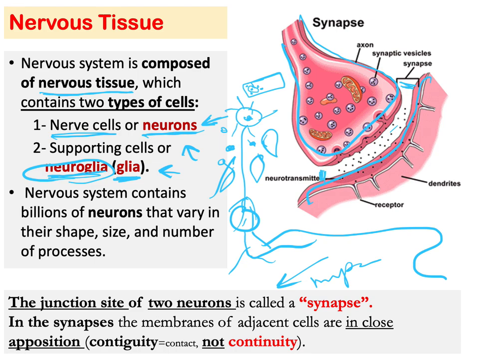So we are talking about contiguity, contact. They are in contact with each other, but not continuity. They are not one continuous wire, not one continuous layer. You can't say this is an axon and this is a dendrite connected, adhered, like one part. No, they are not one part. There is a gap in between. So there is no continuity in the nervous system.